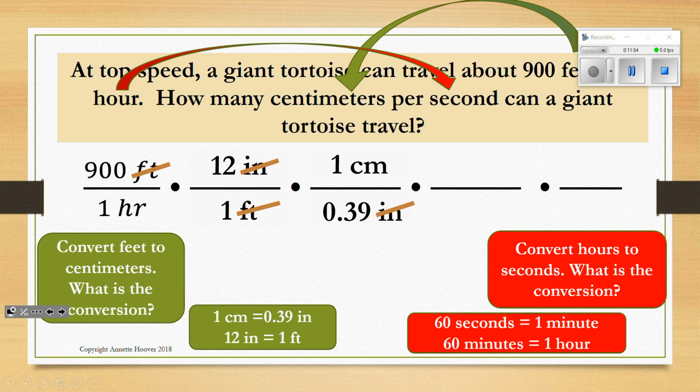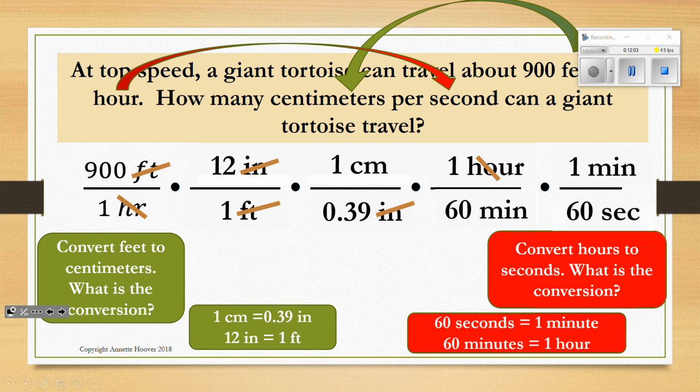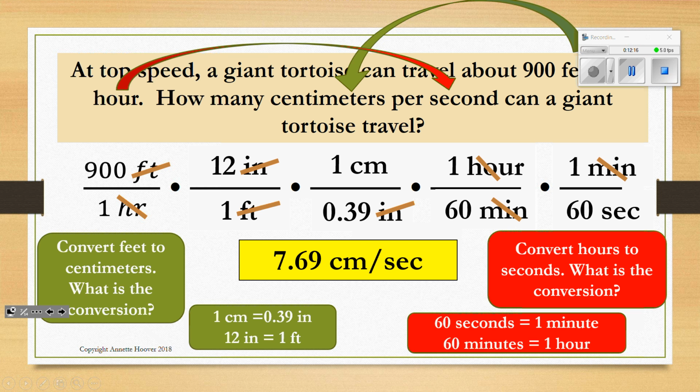Now to convert the time, we can convert hours to minutes. 1 hour is 60 minutes, and 1 minute is 60 seconds, or you could do that in one step. We're going to multiply everything on top, 900 times 12. We're going to multiply everything on the bottom, 60 times 60 times 0.39. Then you're going to divide, and you're going to get 7.69 centimeters per second. You might want to try that with your calculator and make sure you're doing it correctly.